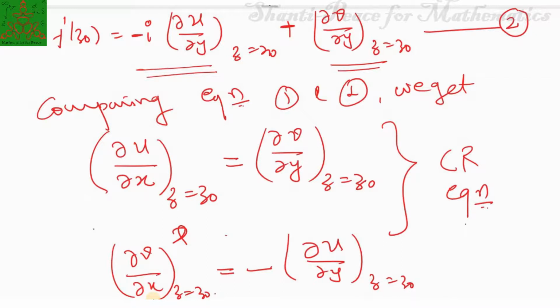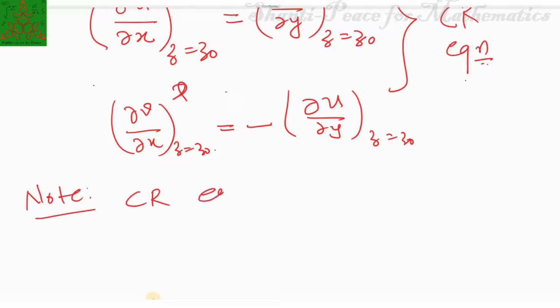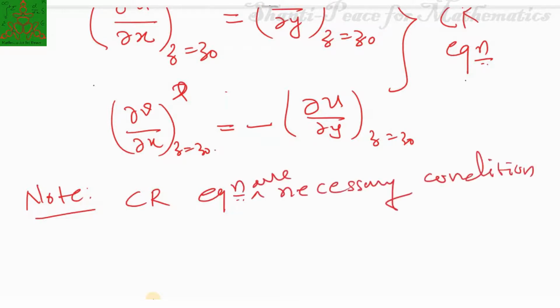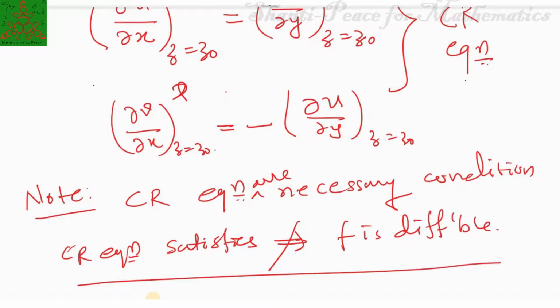Here one should note as a remark that the CR equations are a necessary condition for the existence of a derivative. But note that if the CR equations are satisfied, we may not say that the function is differentiable. So the CR equations being satisfied does not imply f is differentiable. Please keep this in mind. That means the converse of this statement is not true. What is the statement? If f is differentiable, then the CR equations are satisfied. The converse is not true.